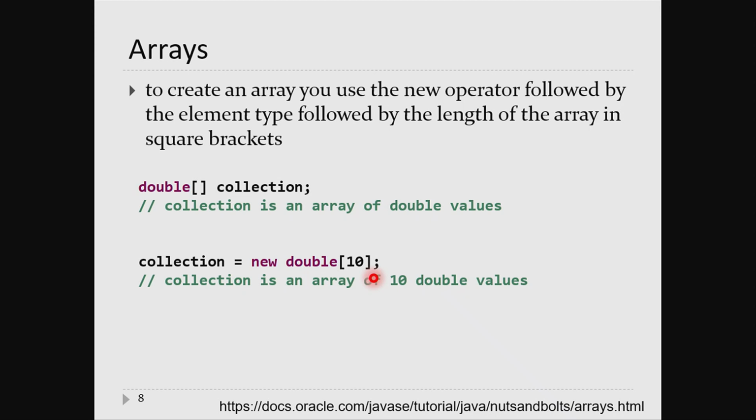So you can see that Java is a lot more verbose than Python. In Python, you can just write collection equals square brackets and away you go. And then you can stuff whatever you want into the list.